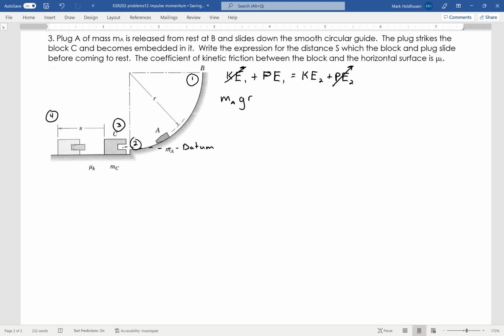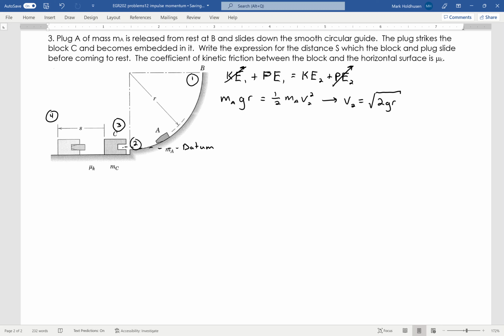That's my potential energy. That's going to equal my final kinetic energy, which is going to be 1/2 mA V2 squared. So from this I learned that the velocity right before it smashes into that plug is the square root of 2gr.